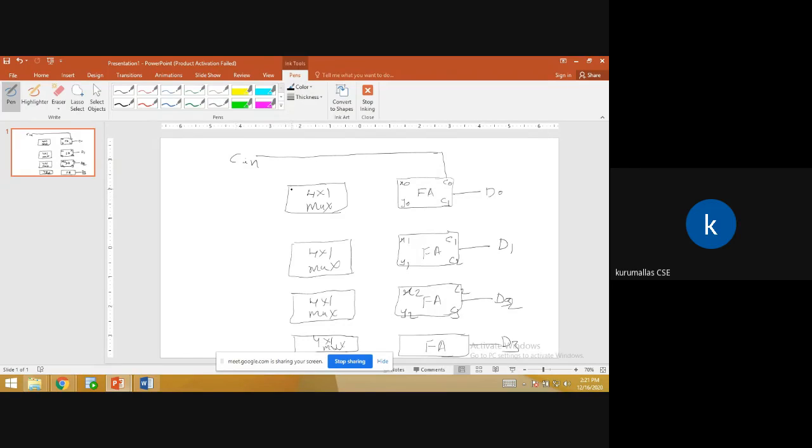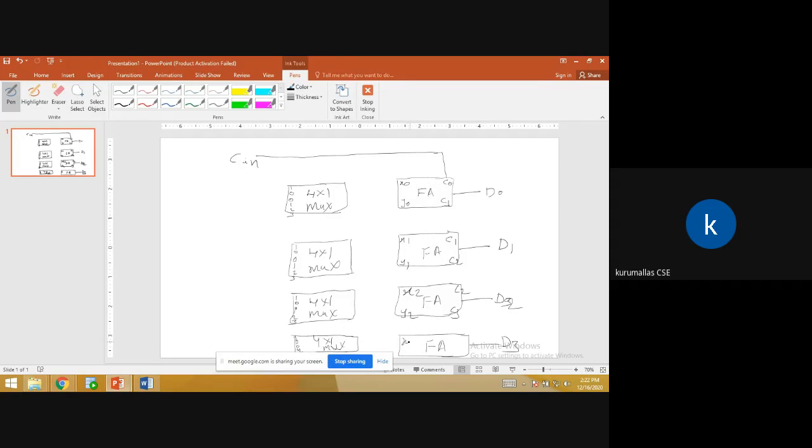Again we have two inputs, 1 and 0. These are selection inputs. So what are the 4-bit multiplexers? Each multiplexer has selection inputs 1 and 0, and data inputs 0, 1, 2, 3. So this is about 4-to-1 multiplexers. First we have to take x0, x1, x2, and x3.